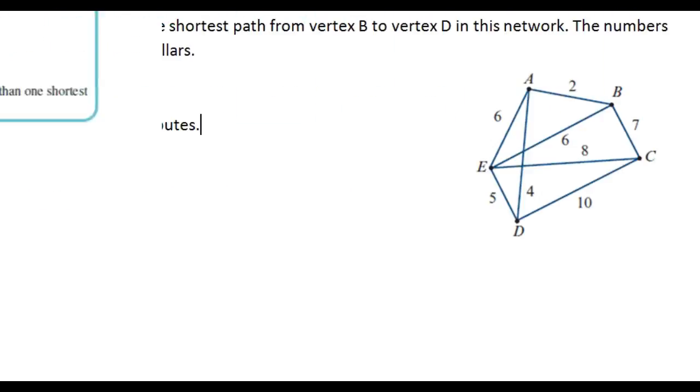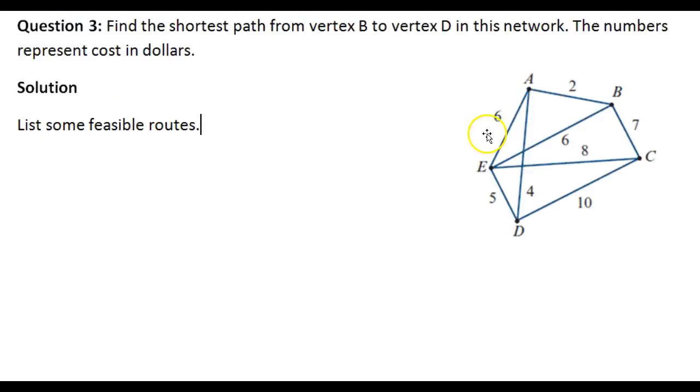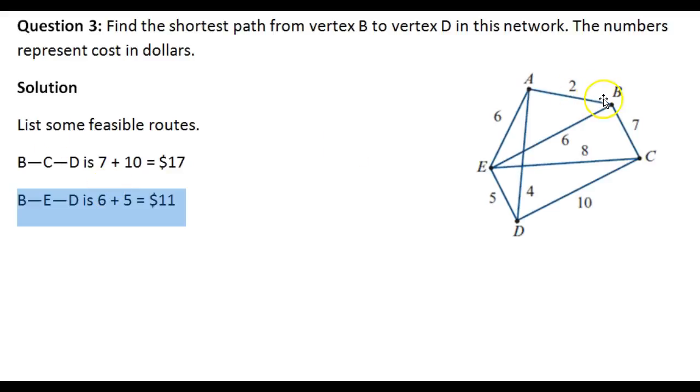In question 3, we have to find the shortest path from vertex B to vertex D in this network. The numbers on the edges represent costs in dollars. So first we want to list some feasible routes. In this first one, we're going to look at B to C to D. That distance is 7 plus 10 or $17. The next one, B to E to D, is 6 plus 5 or $11.